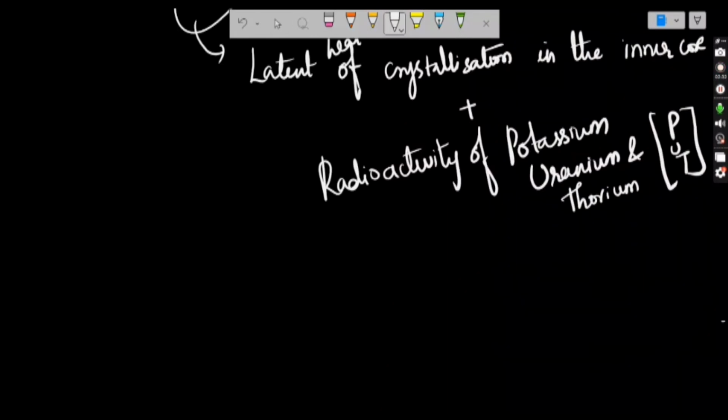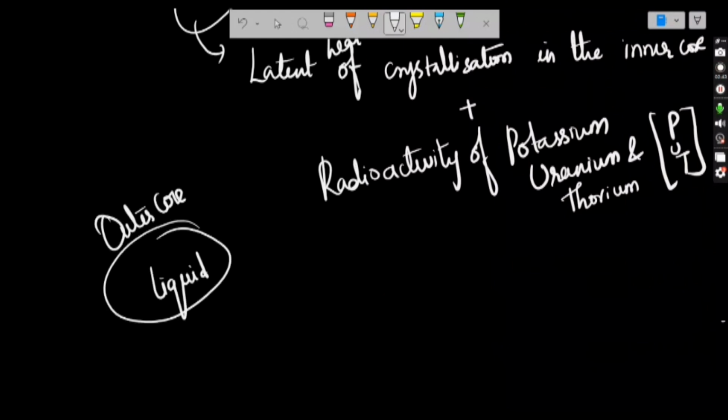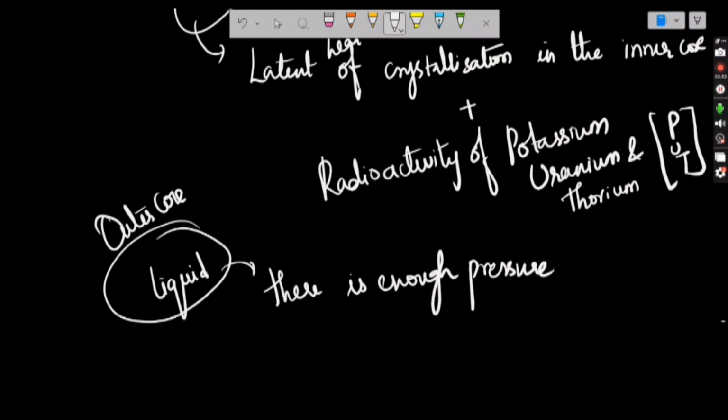Then what about outer core? Is it solid or liquid? The outer core is absolutely liquid. The outer core is liquid. It's not solid just because there is not enough pressure. Density is very high, but there is not enough pressure, so it remains liquid or fluid, right?